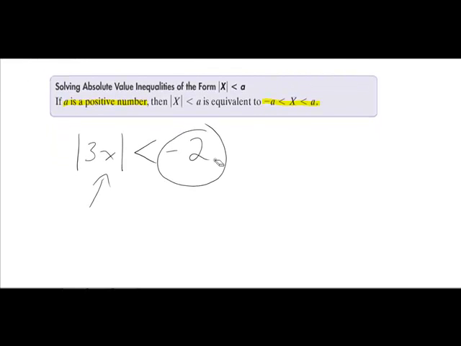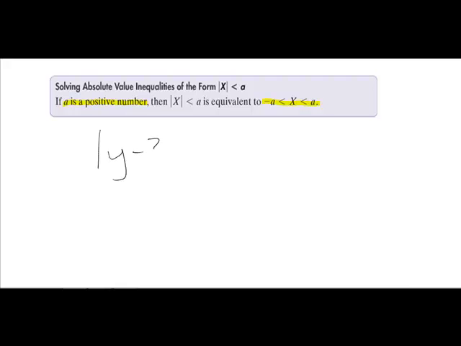But let me get rid of that now and reuse this space. So let's look at a fairly basic example. We're going to solve this for y. We've got the absolute value of y minus 3 is less than 7. Okay, well let's just apply this property that I just said right above here. So 7 is my a in this case. So that means I can rewrite this as negative 7 is less than y minus 3 is less than 7.